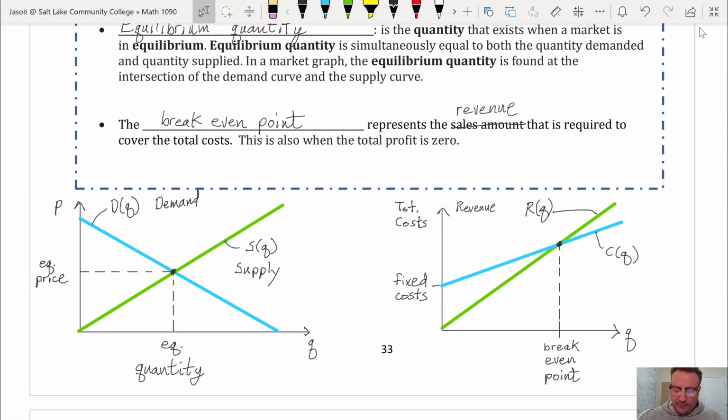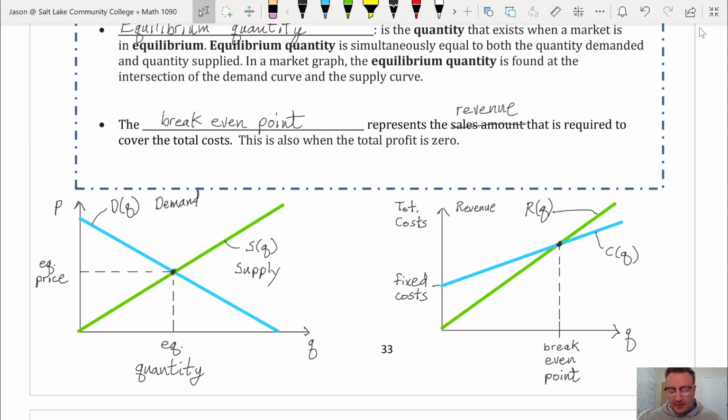Okay, so let me show you a graph that illustrates the idea of the break-even point. So this graph over here on the bottom right, we've got two curves. The green curve would represent revenue for a company, and the blue curve represents costs for that same company.